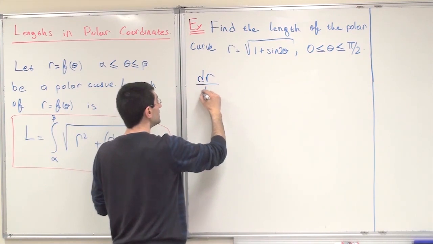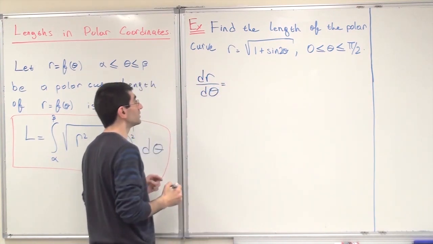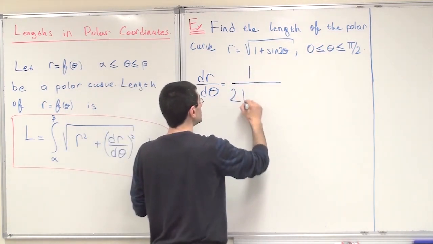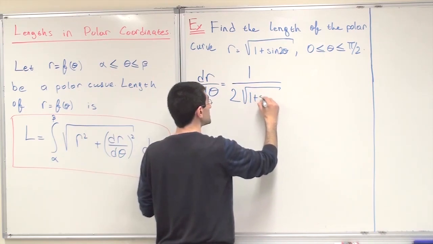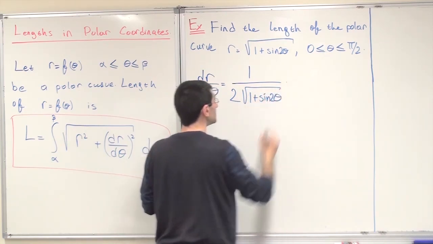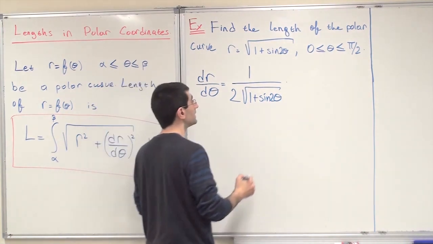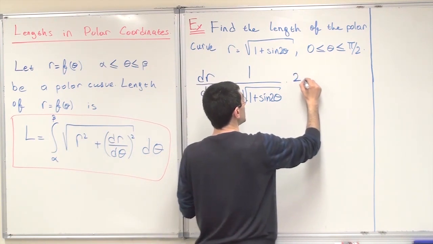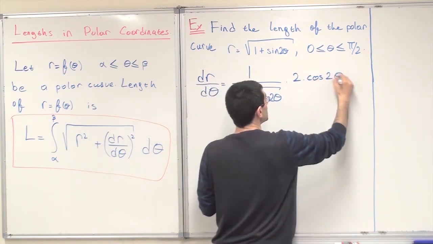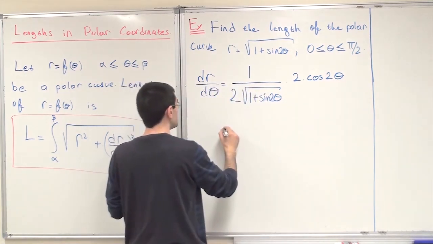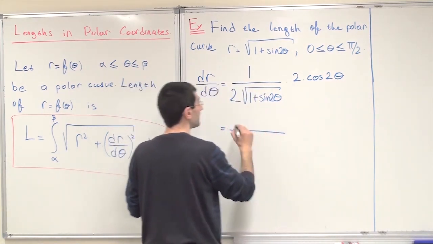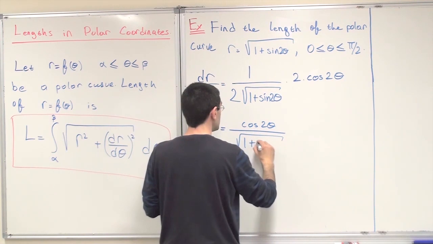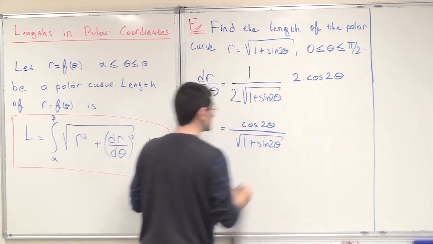First, we differentiate our polar curve with respect to theta. So we get 1 over 2, using the chain rule, times 1 plus sine 2 theta to the power negative one half, that's the derivative of the square root. Then we differentiate 1 plus sine 2 theta, whose derivative is 2 times cosine 2 theta. Which simplifies to cosine 2 theta over the square root of 1 plus sine 2 theta.